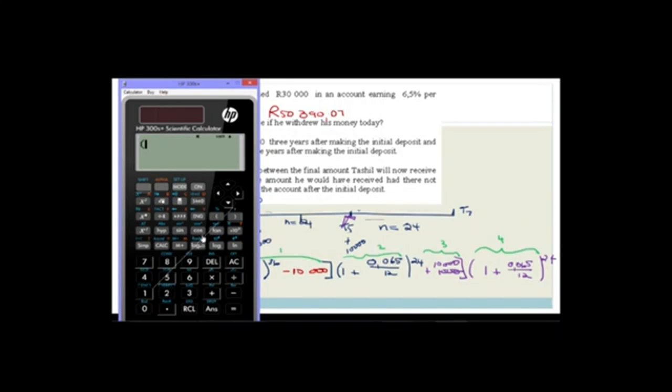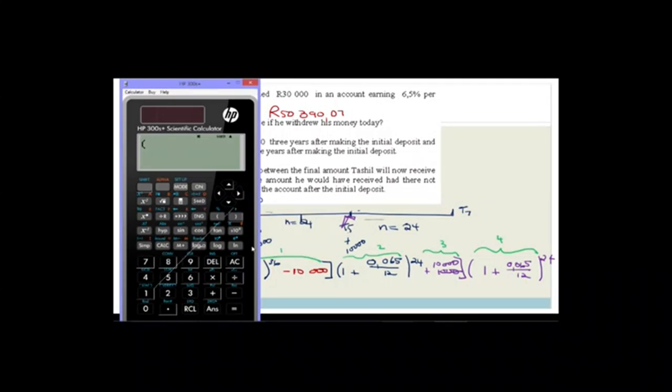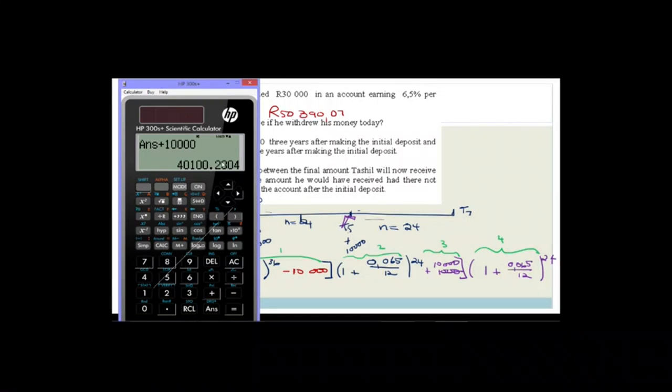Then we're going to multiply this. Oh dear, what did I do? Let's go back. I'm just trying to get rid of something here. Okay, and then let's go up. So we got 40,100 and 23 cents.